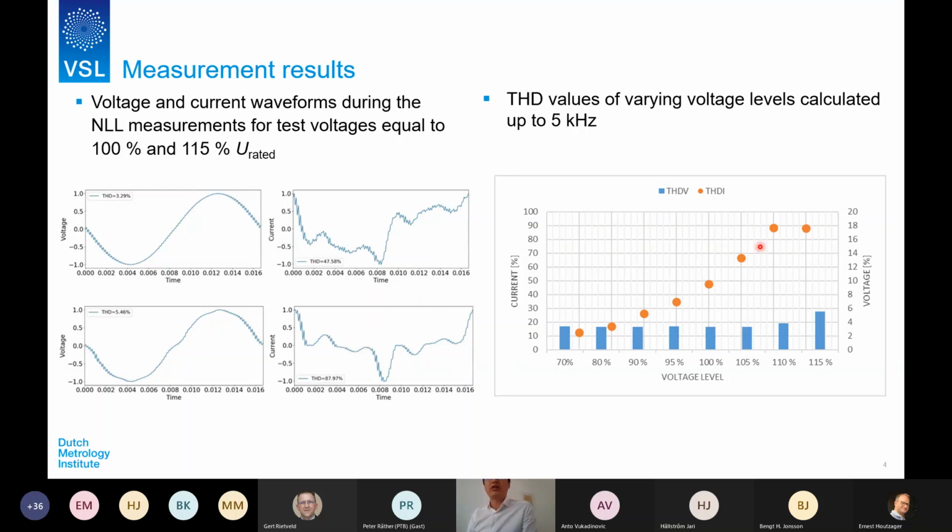On the right side of the slide, I show you the calculated THD of current and voltage for all measurement cases from 70% to 115% of the nominal voltage. We can see the THD of the current increases from 12% to 90%, so it changed a lot. But for the voltage, up to 110% it is always about 3.5%, and for the highest voltage level, it becomes 5.5%.